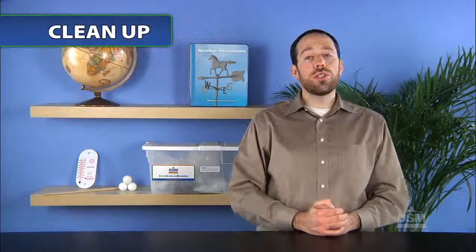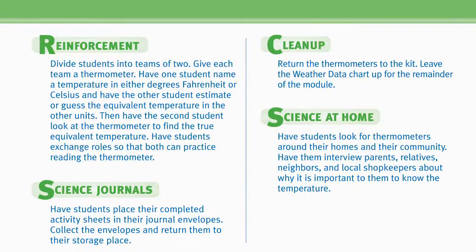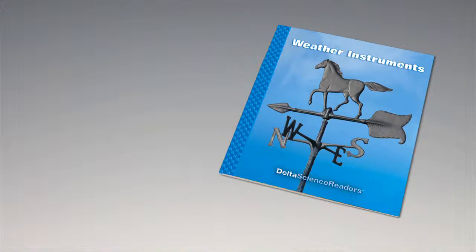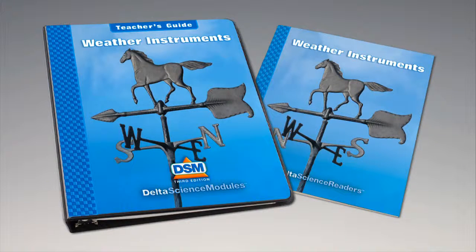To conclude Session 2, return the paper rulers to the kit. Wash and air dry petri dishes, droppers, and tumblers, and return them to the kit along with the plastic trays and food coloring. For science background, reinforcement activities, curriculum connections, and information about the Delta Science Reader, please consult your DSM Teacher's Guide.